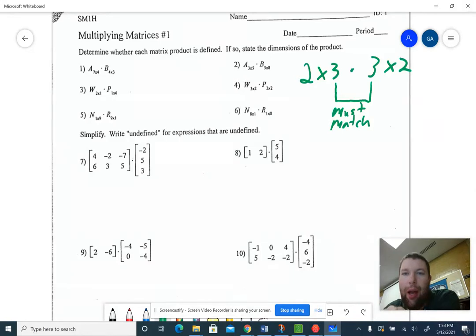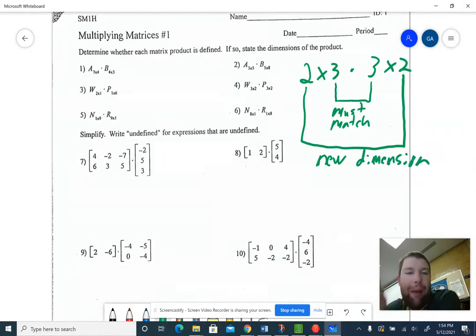Then we look at the outside numbers, the rows of the first one and the columns of the second one are going to be the new dimensions. Okay, so we're going to have some dimension changing stuff happening here. And you'll see why this happens the way it does when I start doing some examples. But that's the key thing. We're going to always check our dimensions first because it's going to save us a bunch of work. If those two inside things don't match, then it's not going to work.